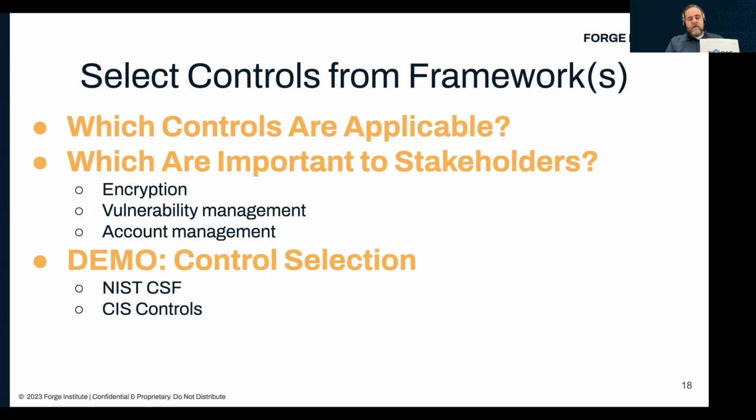In those, we'll go through the CIS controls here in a minute and walk through those. But think about what is important to you, what is important to your stakeholders, what do they want to see? If you have a financial management company, then privacy of data is probably important to you. So encryption may be important to get that privacy.